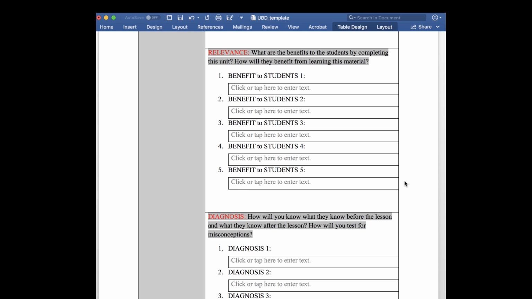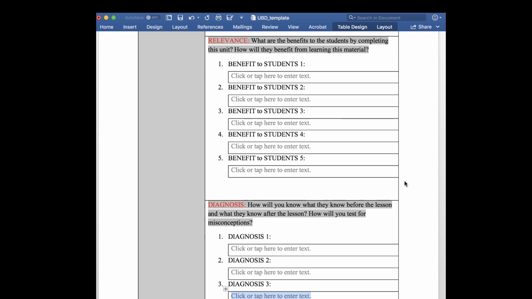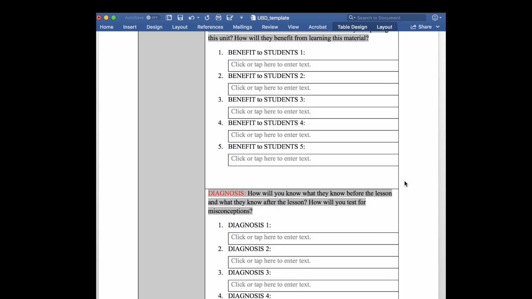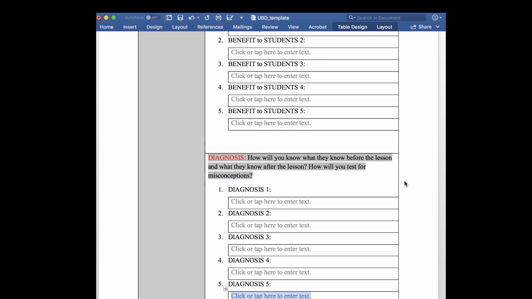What benefits are going to come to the students for taking this unit? Is it just to pass the class or to pass a test? No, of course not. So you want to think a little broader, think long-term goals, the big idea. Back to that again. How are the students going to benefit?